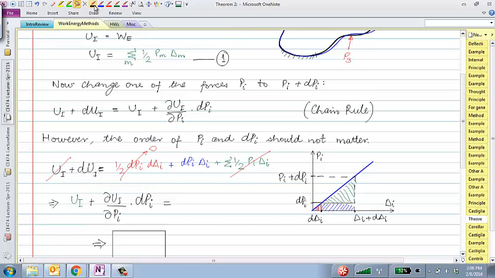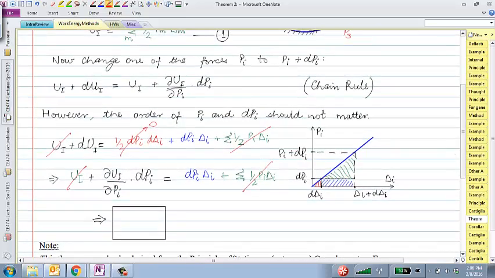Maybe I'll write that again. dPi delta i plus the sum of half Pi delta i. Once again, I've already cancelled that term. And what we are left with then is that partial Ui partial Pi is equal to delta i.